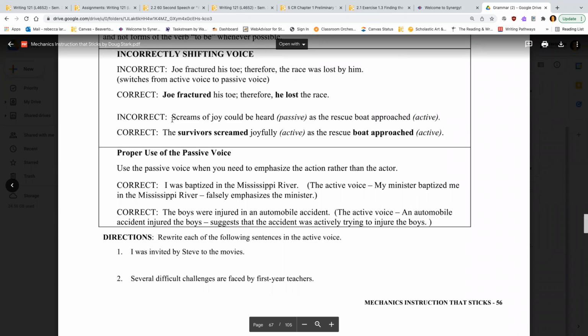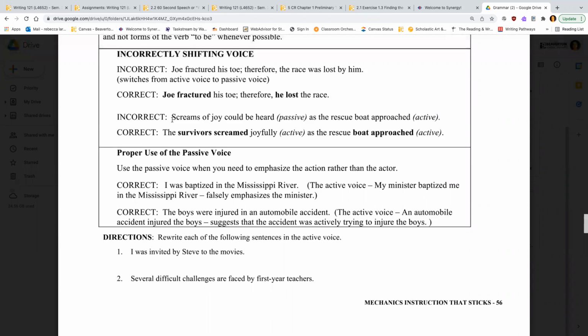All right, incorrect: "Screams of joy could be heard" (passive) "as the rescue boat approached" (active), right? We can switch it even within the sentence. So instead, we want to say, "The survivors screamed joyfully as the rescue boat approached." Strong, strong. So like I said, sometimes you will use passive voice. It's not like a wrong thing that you will never, ever do. You just want to be conscious of when you're using it and how.